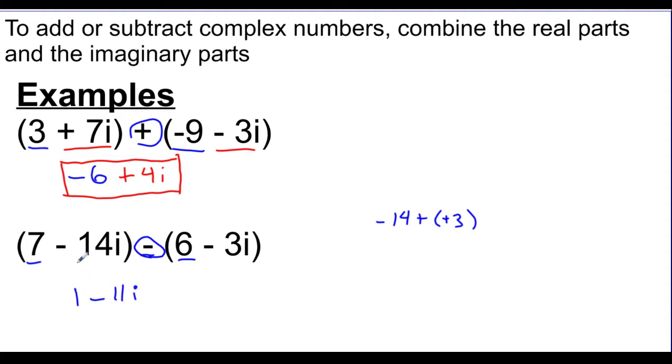So be careful when you're subtracting. You have to make sure that you subtract negatives, and you don't say, oh, look, I already got a subtraction sign, I don't need to worry about this one. You do need to worry about that one. It's minus negative, so it ends up being plus. So I would say the difference of 7 minus 14i and 6 minus 3i is 1 minus 11i, just like you would if you were doing regular variable numbers.